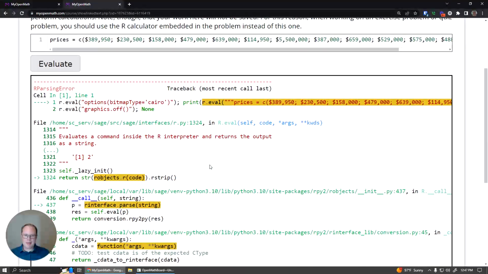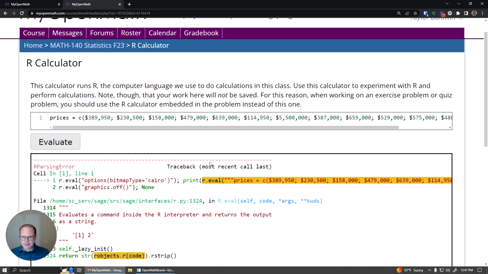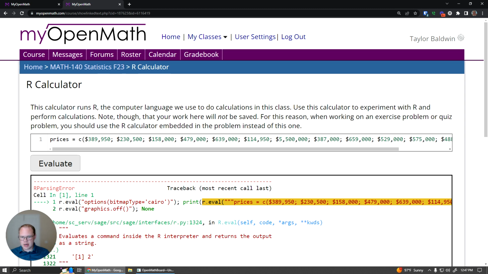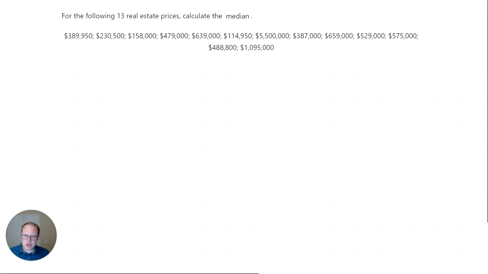What happened? Well, there's a couple issues here. First, we're trying to give the calculator, the computer, a list of numbers. It doesn't understand that we're trying to give it money. It doesn't need these dollar signs. So when we provide these lists of numbers, we want to take out the dollar signs. It's not going to understand the dollar signs. So we're going to remove all those dollar signs.